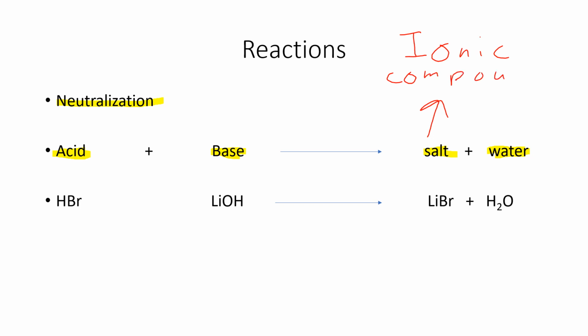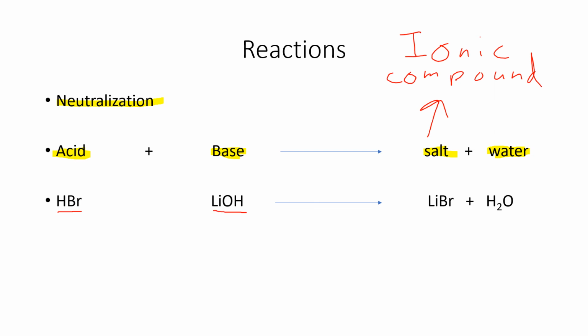Salt is kind of a shorthand slang chemical way of saying we're going to produce an ionic compound. So anytime you react an acid with a base, you will always produce a salt and water. So if we look at a specific example of reacting an acid with a base, our acid could be something like HBr. Our base could be something like lithium hydroxide.